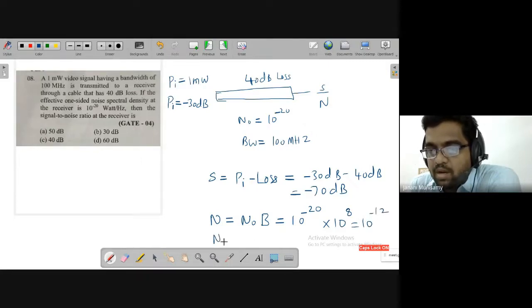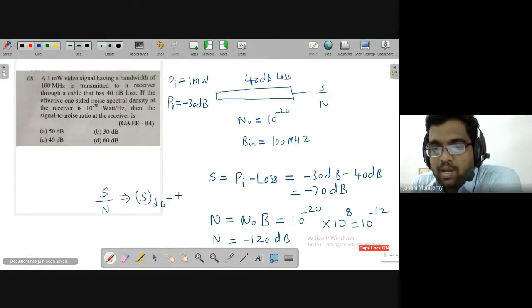Then noise I will represent in terms of dB. Then I will get minus 120 dB. Now I know what is the signal power, and I know what is the noise power. So we want to find out the signal to noise ratio, or in terms of dB, signal power minus noise power. In ordinary numbers, we have to take the ratio. In terms of dB, we have to find the difference.